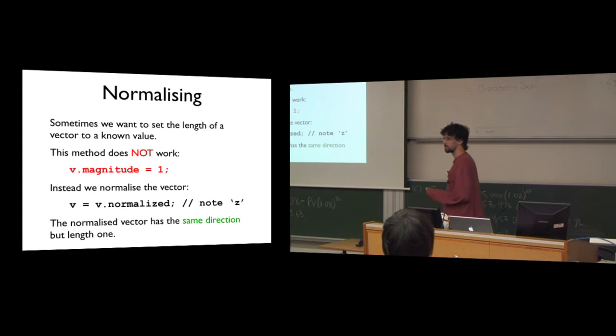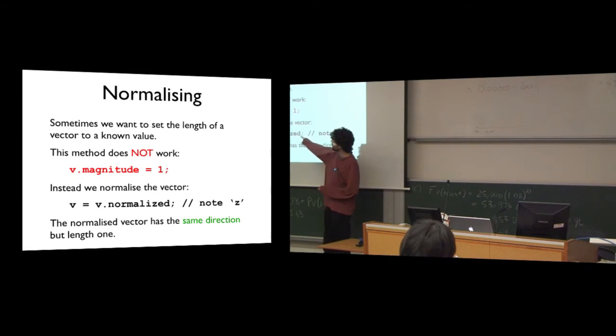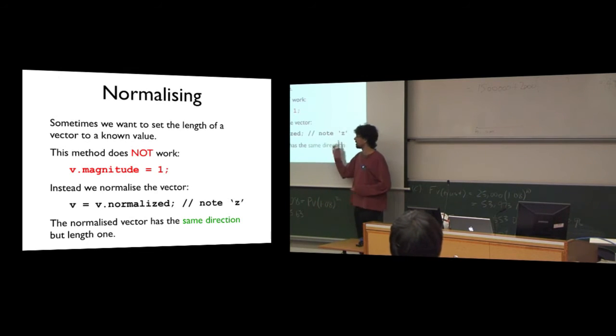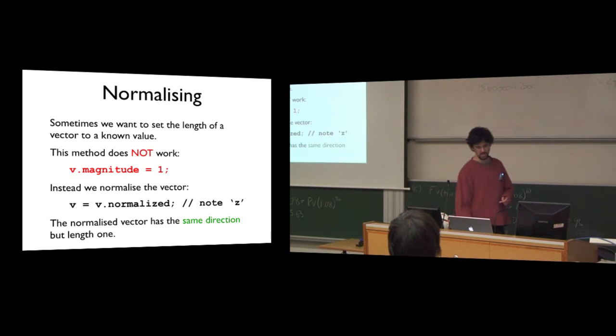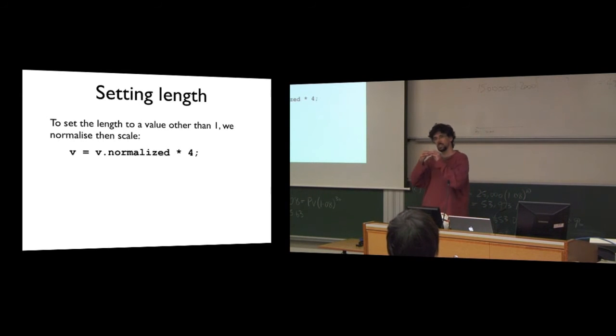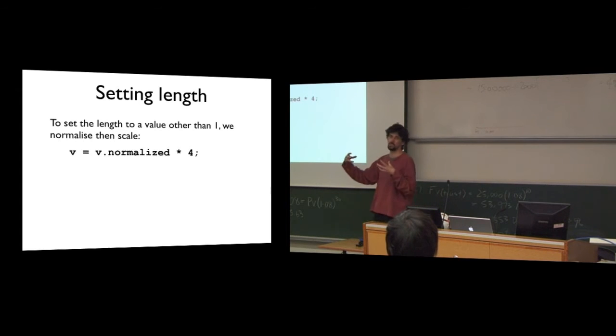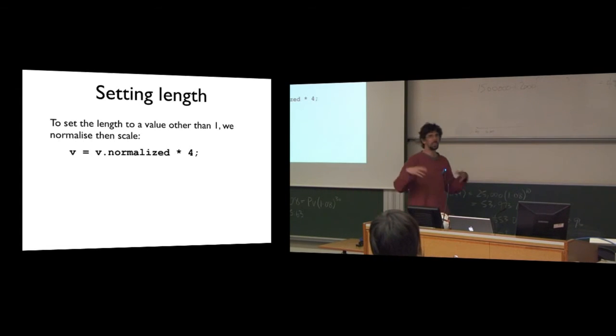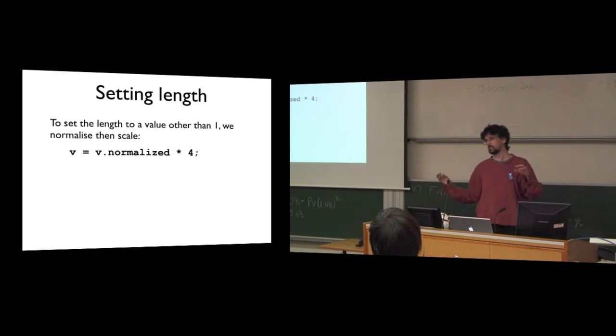So we can normalise the vector in order to make it of length 1. Now, like I said, the normalised vector has the same direction but a certain length. If you want to set it to a different length other than 1, we can normalise it first and then scale it. So if we normalise it to length 1 and then scale it by 4, we end up with a vector of length 4. If we normalise it and then scale it by half, then we end up with a vector of length half, and so forth. So, I thought I had a picture of that, but I don't. So normalising is a way to set the vector to a known length.